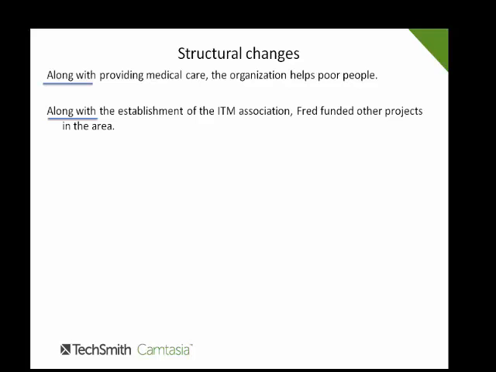Now let's examine these examples. The first example, along with, is followed by a given structure. What is it? It's providing medical care. So providing is a gerund. So along with should be followed always by a gerund. Or as the second example says, along with the establishment of the ITM Association. So here along with is followed by a noun. So along with is always followed by a gerund or a noun. A gerund is a verb plus ing.